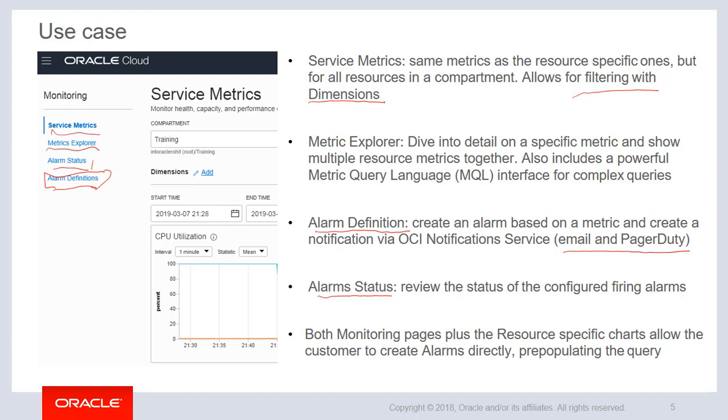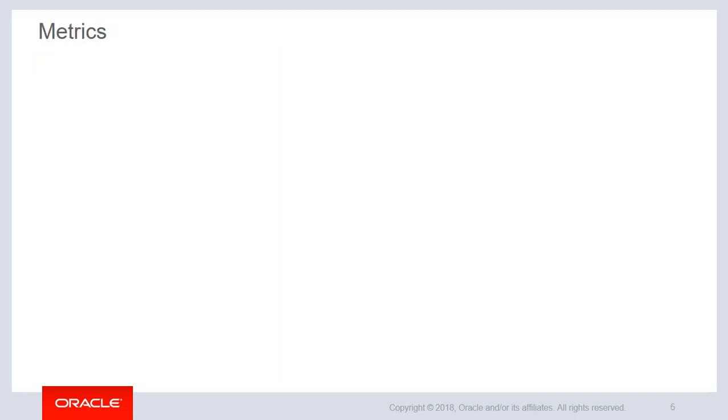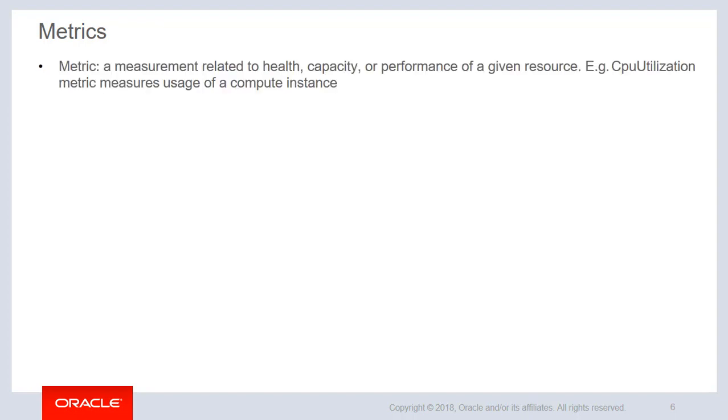So let's look a little bit more into metrics, what they look like, and then we'll show you a few metrics on the OCI console. Like we said earlier, a metric is nothing but a measurement related to health, capacity, or performance of a given resource. Well, the most common metric people use all the time is CPU utilization, and CPU utilization, as the name specifies, measures usage of a compute instance.